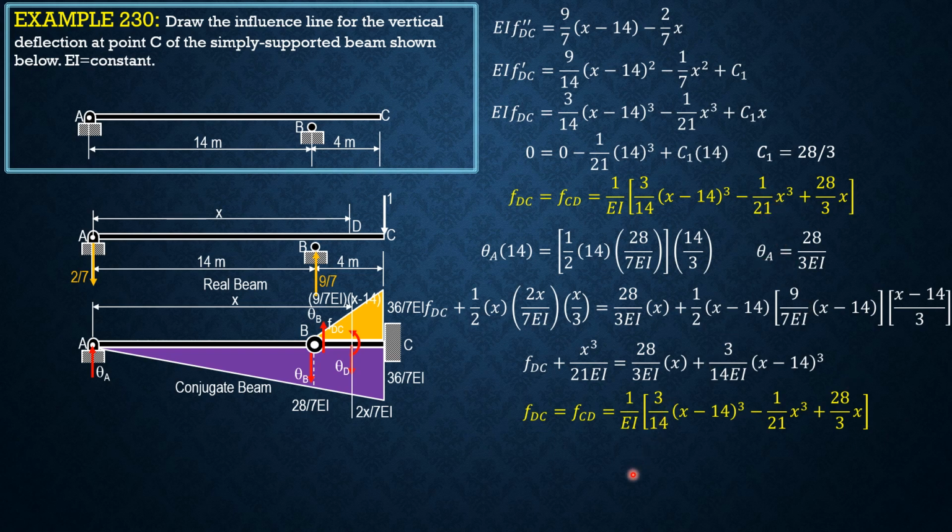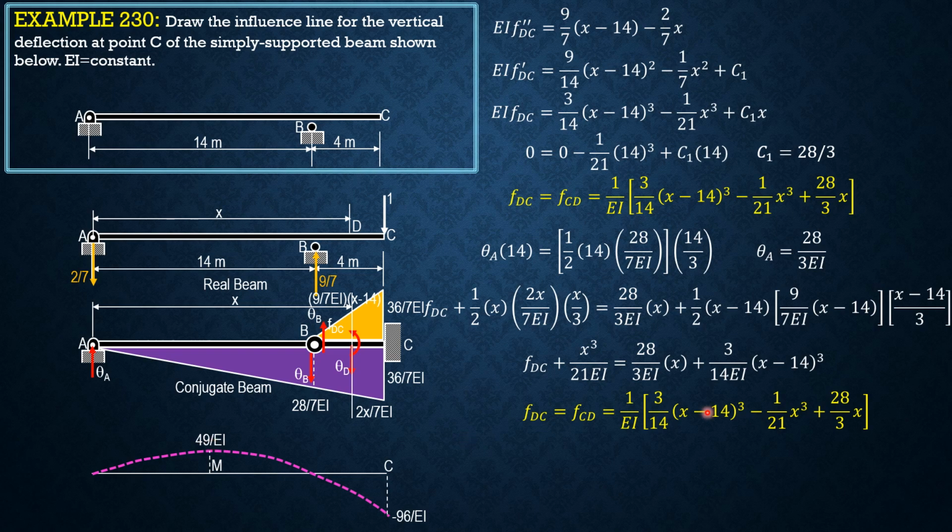So let's now get the influence ordinates for the vertical deflection at C. M is the center between the supports, so 7 meters from A. So substitute here, we get the influence ordinate for deflection at M equal to 49 over EI. Then at C, substitute x is 18 in this equation, we get negative 96 over EI.